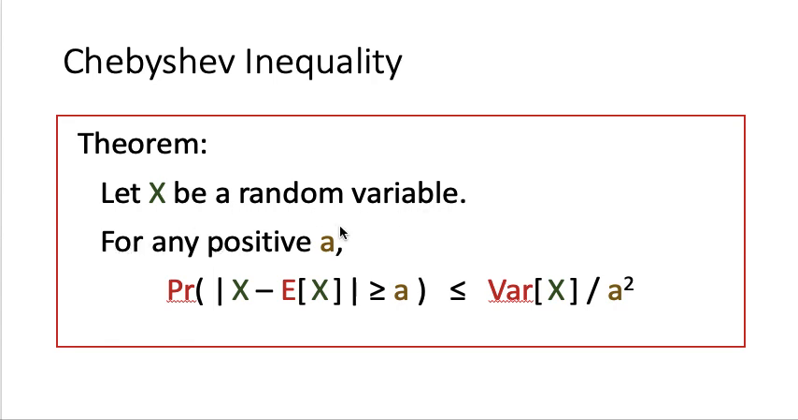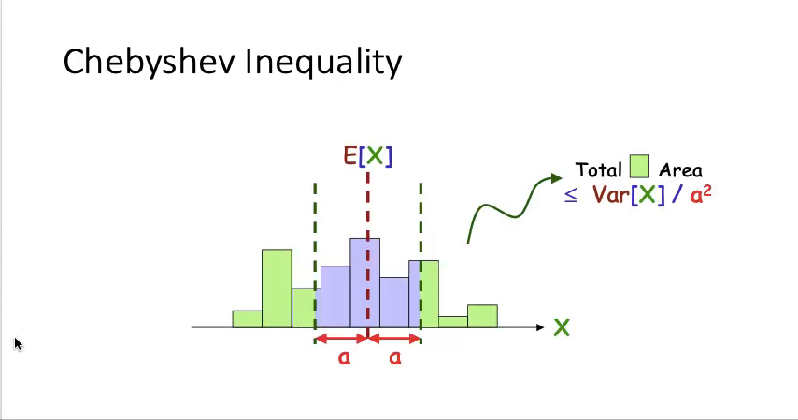Then, for any positive value a, the probability that X minus E[X], so the difference between X and E[X], is more than or equal to a, will be bounded by the variance of X divided by a squared. So as a goes larger and larger, the right-hand side will be smaller and smaller. So we have established a bound on how X deviates from E[X] a lot. Graphically, it is something like this.